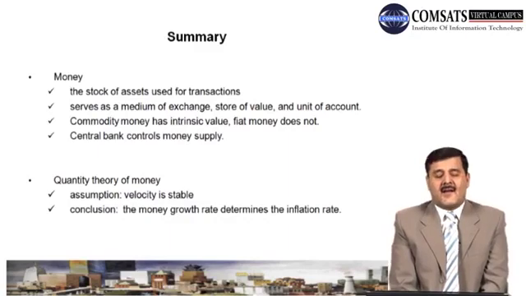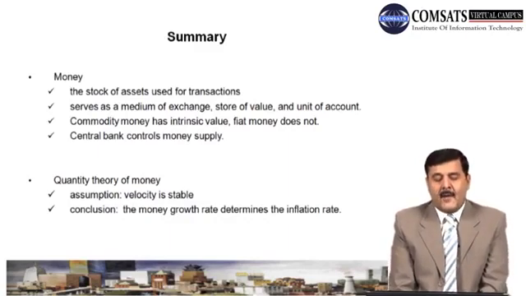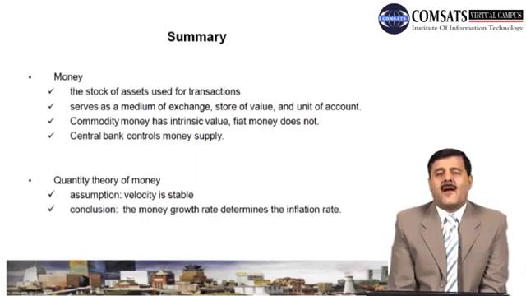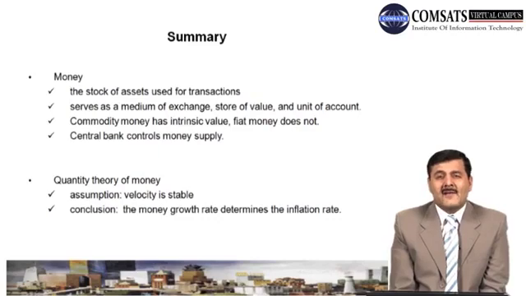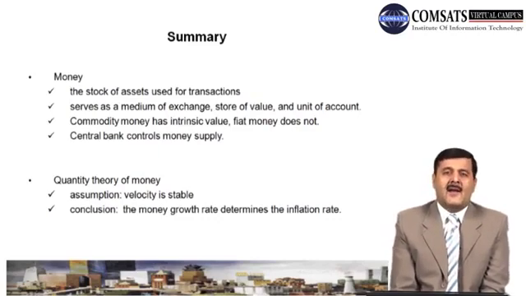After that we discussed that there are two types of money. One is fiat money. Fiat money is money which has no intrinsic value, like paper money. In Pakistan, for example, there is the 5 rupee note, 10 rupee note, 20 note, 100 rupee note, 500 note and 1000 note. Apparently they have no intrinsic value.